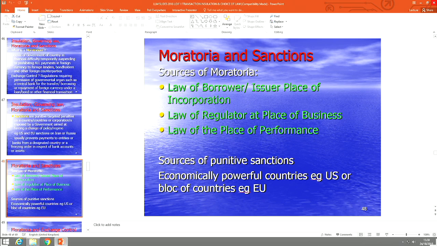Therefore, if there were syndicated loans or bonds governed by German law or Italian law, the Argentine moratorium would need to be given effect to because the transaction had a close connection with Argentina. That wouldn't have happened under English law because English law excluded the operation of Article 7.1 of the Rome Convention. So there are differences which one has to bear in mind moving on.